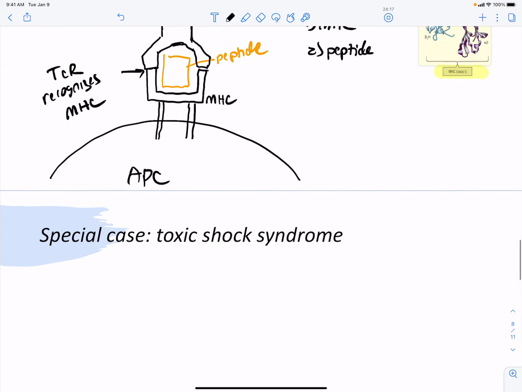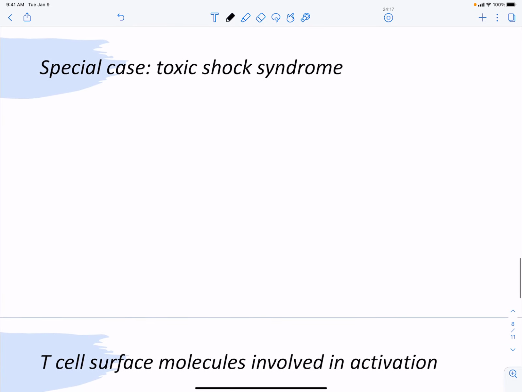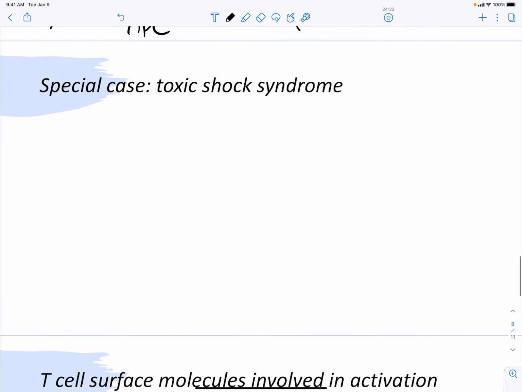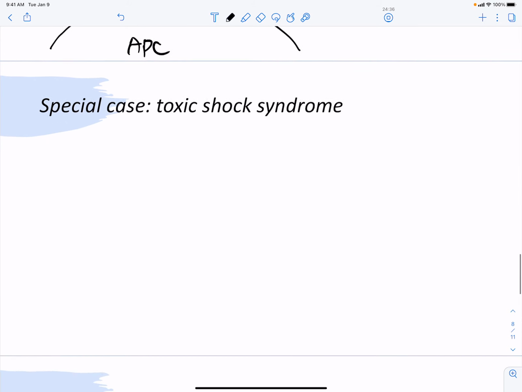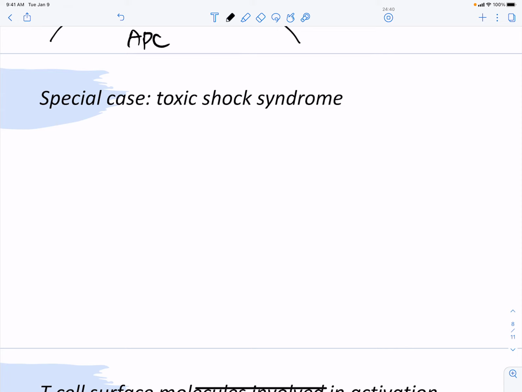Okay, so there is one special case though. It's called toxic shock syndrome, and I'm bringing this up here because I just drew this out that you have to have the MHC recognition and a peptide recognition in order for the T cell to get activated. So in the case of toxic shock syndrome, why it's very different is a toxic shock syndrome is caused by bacteria superantigens. And this is by our common bacteria of Streps or Staph.